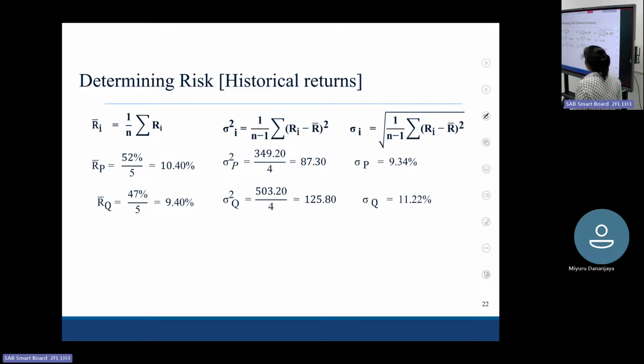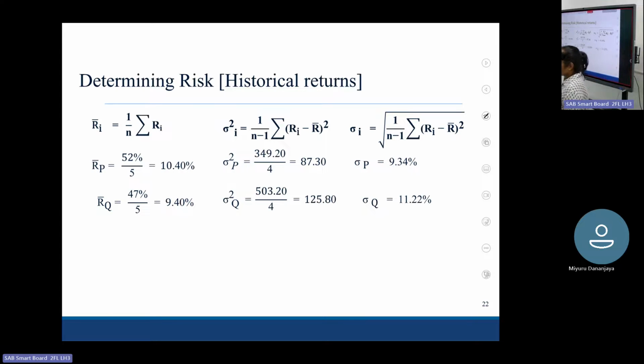In the same way you can calculate the variance and standard deviation for stock Q. So these are the answers. I'm not taking time here; later you can do it. This is the average, variance, and standard deviation.